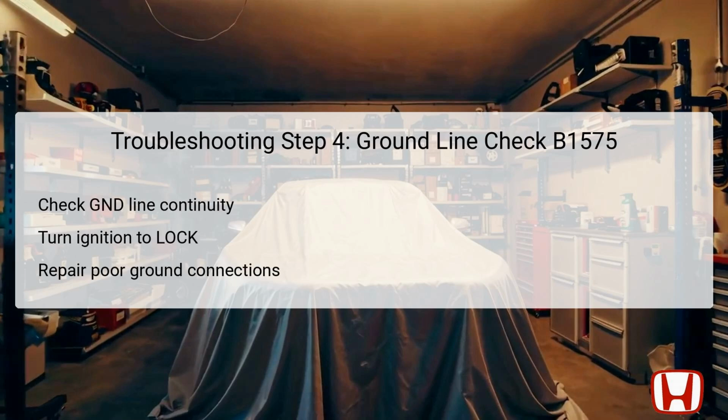Step 4 centers on checking the ground line connections associated with the automatic lighting system. While the ignition remains in the lock position, analyze continuity between the grounding points of the automatic lighting control unit and the body ground. It is important to do this test carefully, as a faulty ground can lead to significant functionality issues. If continuity is confirmed, move on to the next step.